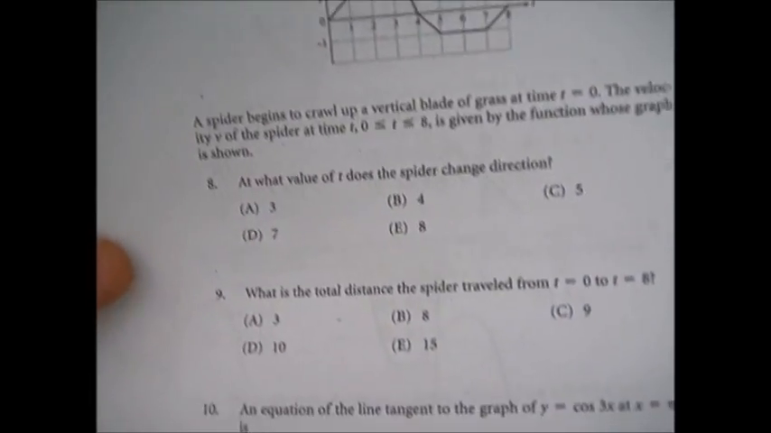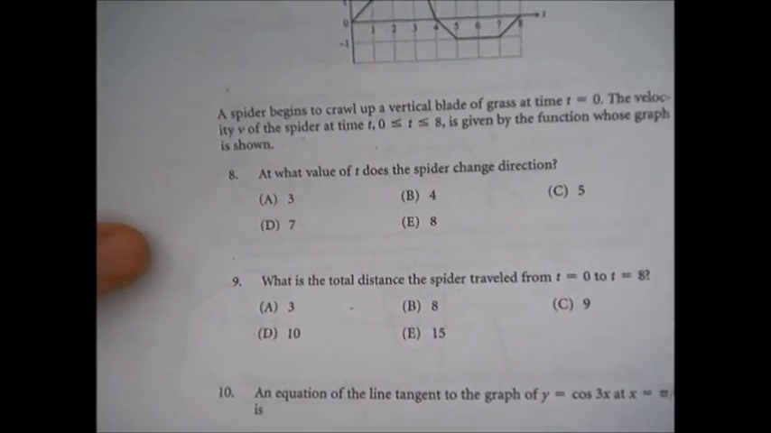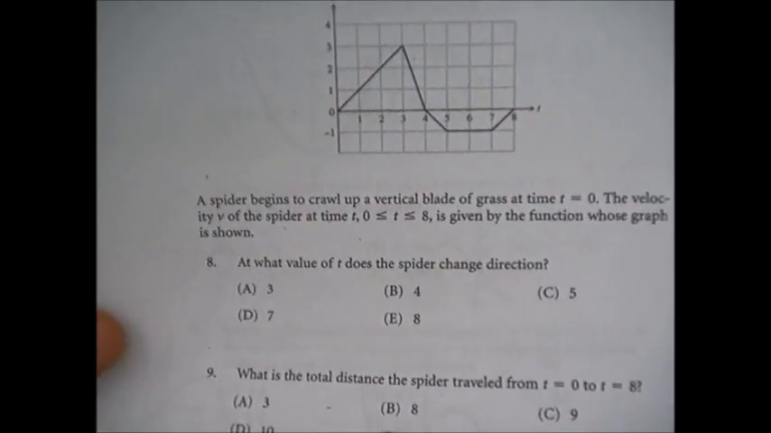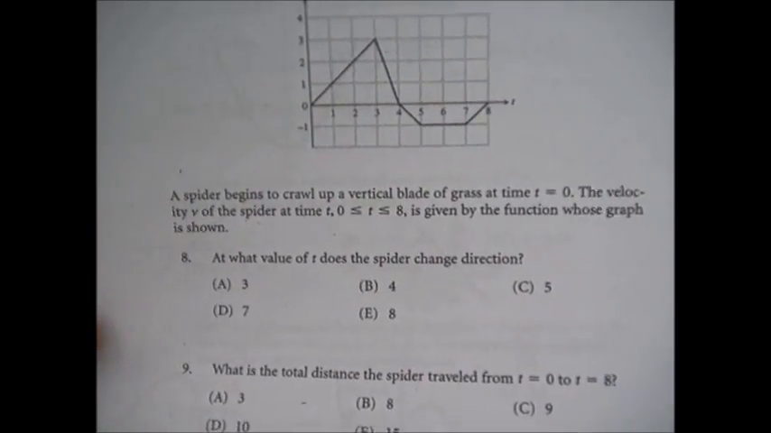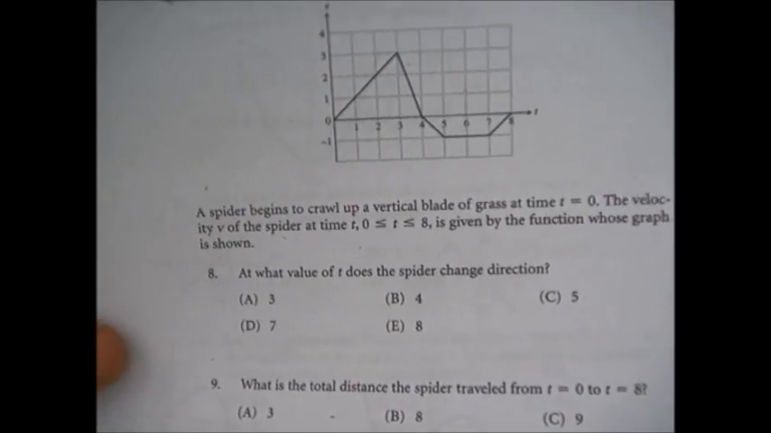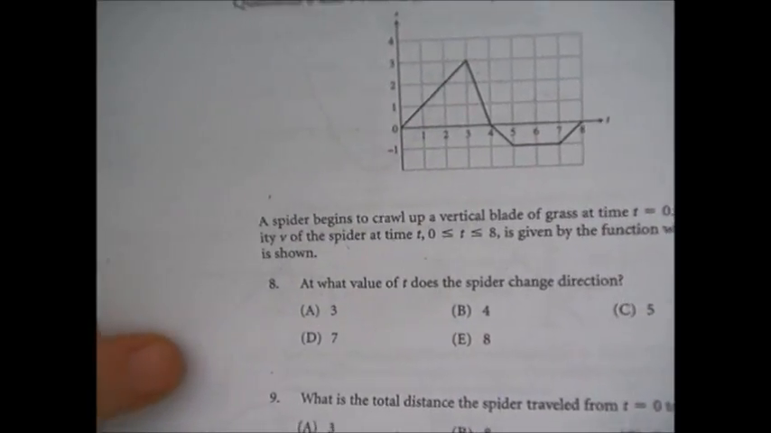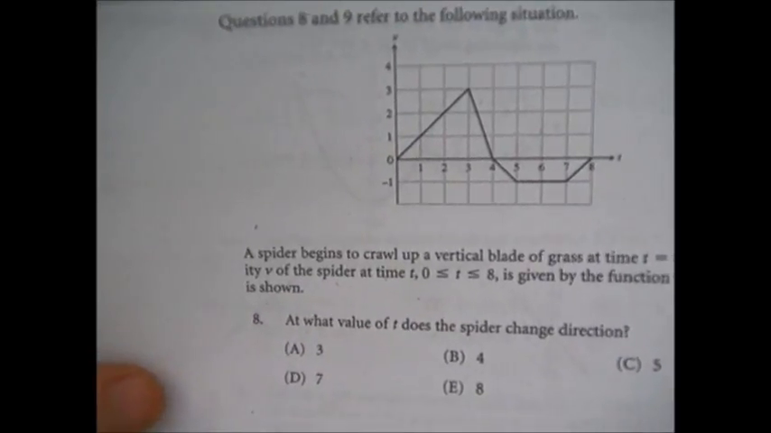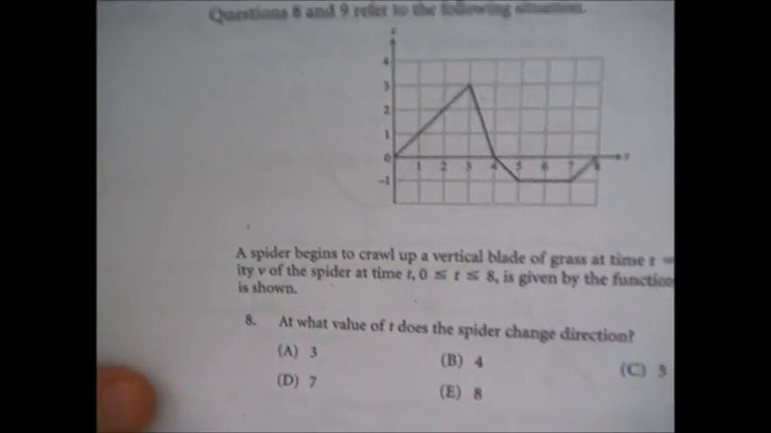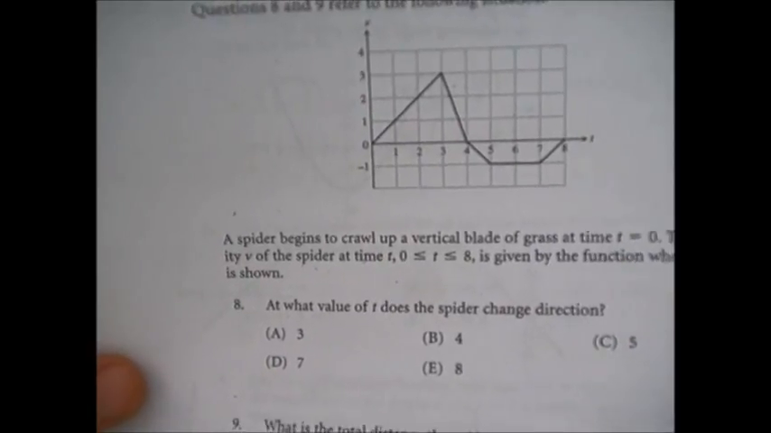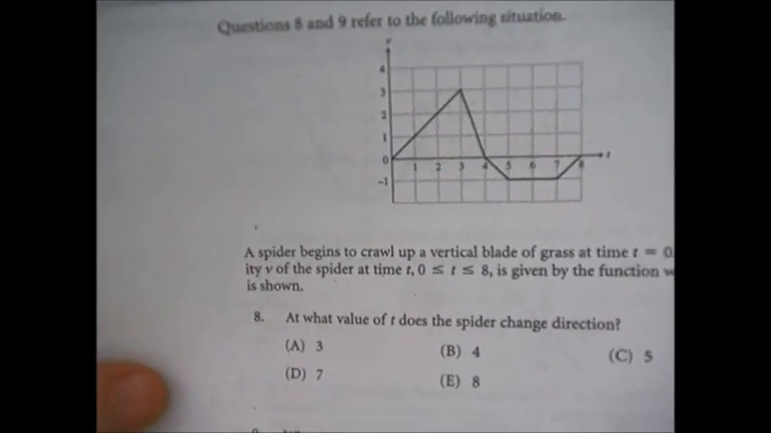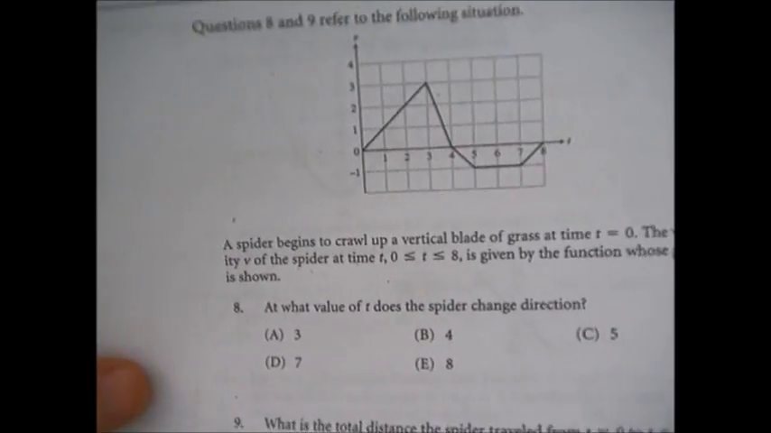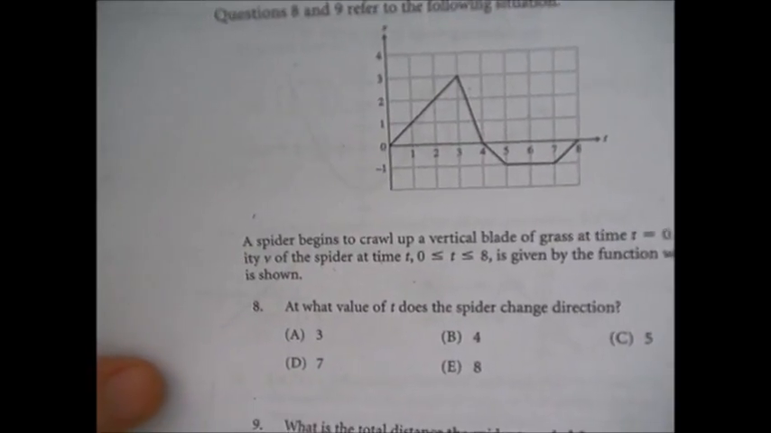For number 9, right after it, same graph, what is the distance the spider traveled from 0 to 8? Remember, we have context here. He traveled, even though he went different directions, he was still traveling a distance, right? So you want to integrate from 0 to 8. You can use geometry shapes. You have a triangle. Then underneath, you have 2 little mini triangles and a rectangle. You want to find all of those areas. But since you know he's traveling that distance still underneath, we're going to keep this whole thing positive.